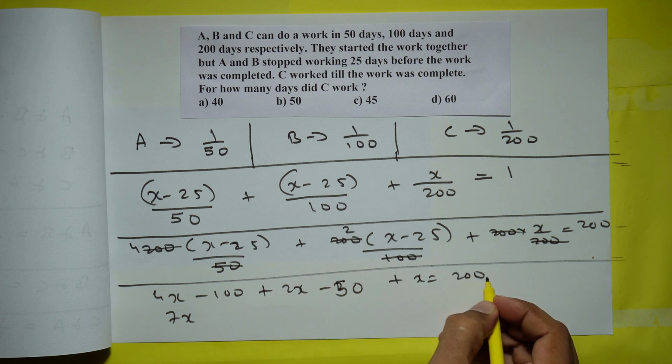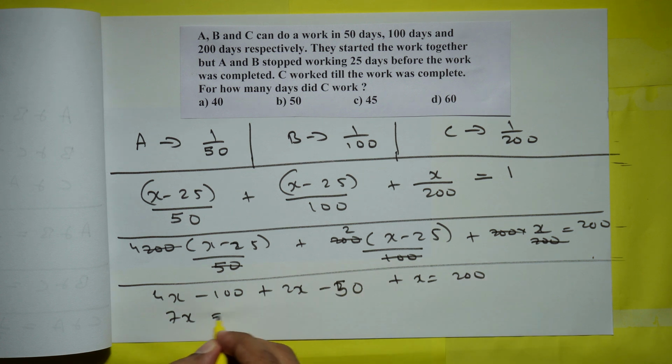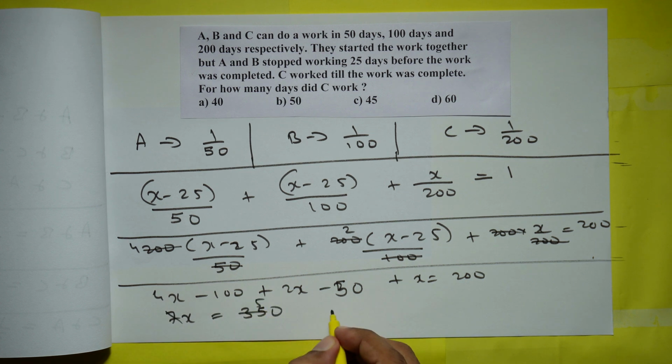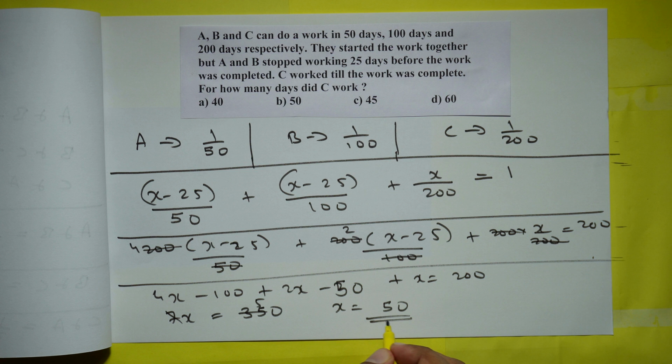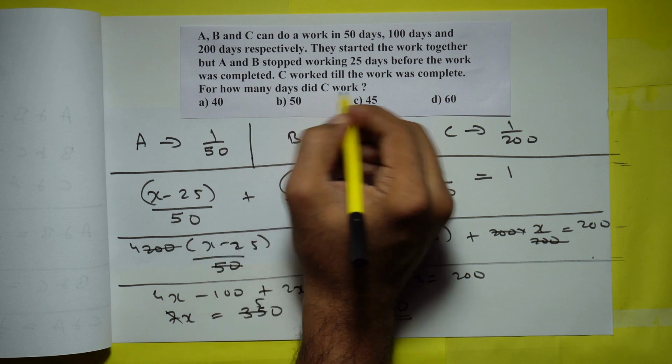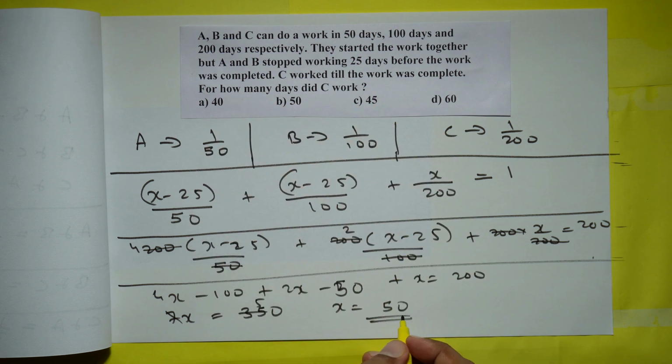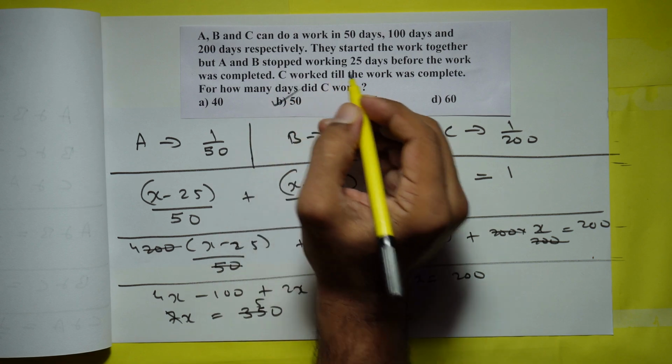150 to the other side. So there will be 200 plus 150, 350. 7 divides 5 times, so x you will get as 50. So x is the number of days for which C worked, and that is equal to 50. So for how many days did C work? C worked for 50 days. Option B.